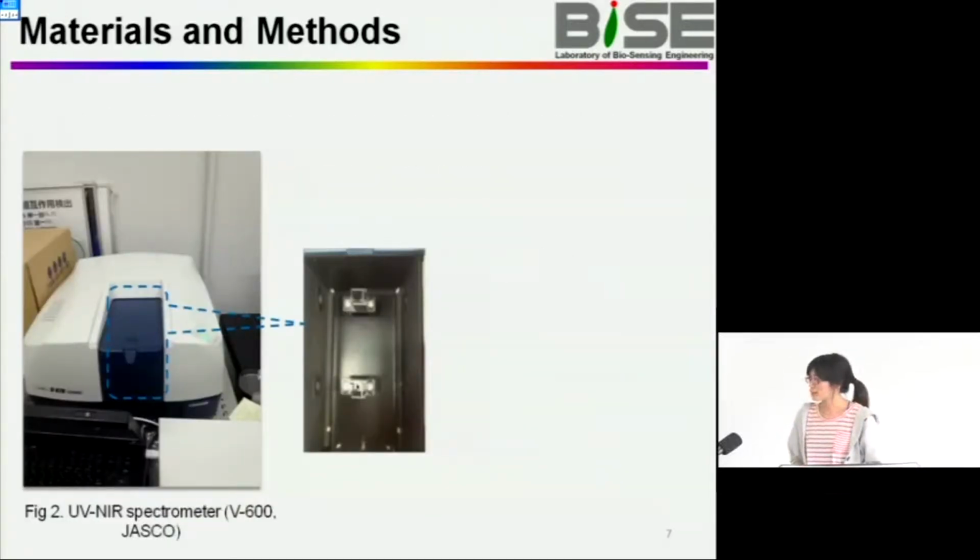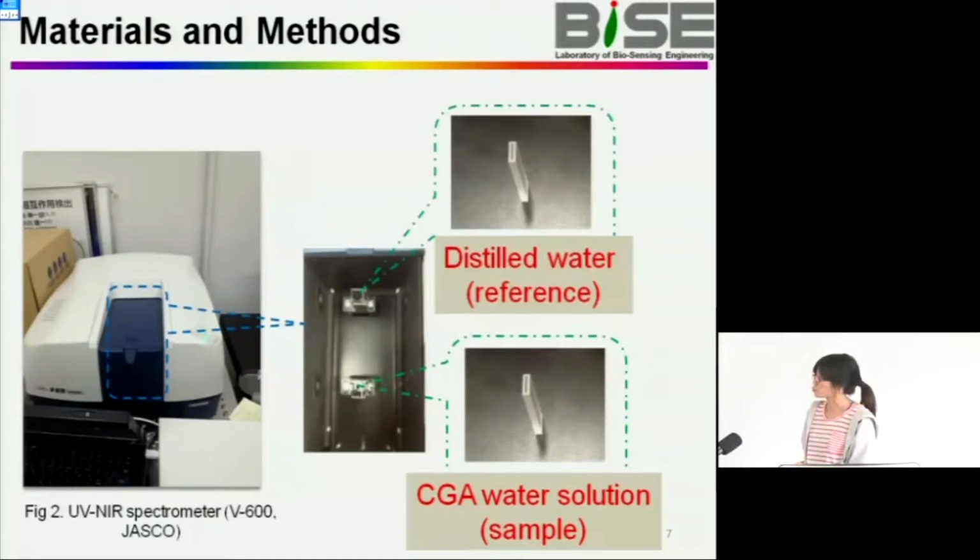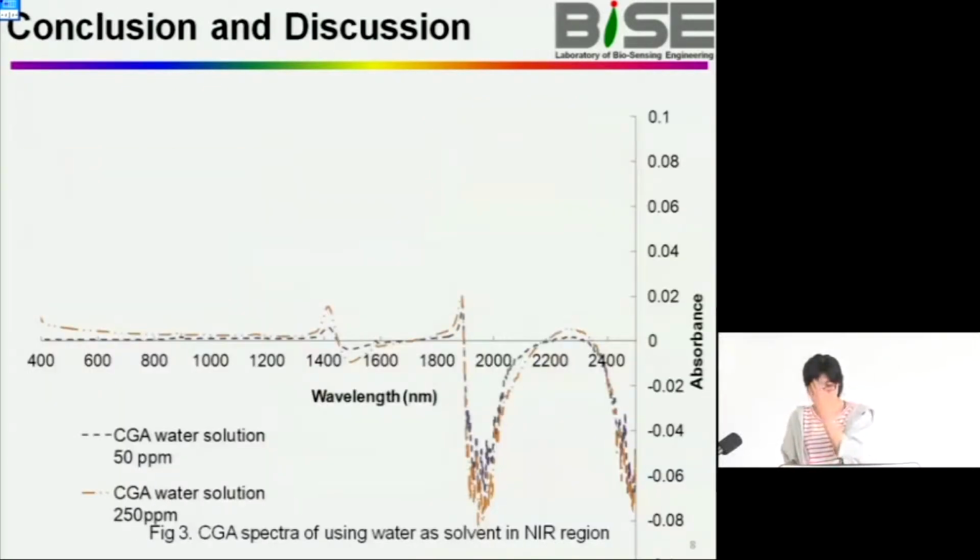Before I measure the coffee solution, as the first step, I want to measure the pure CGA solution in the NIR region to find the characteristic absorption peak of pure CGA in the NIR region. This is the device I use in my experiment, a UV-NIR spectrometer. Inside it contains 2 beams: one is for sample detection and one is for reference. In this experiment, the sample is a CGA water solution, and for the reference I choose pure distilled water. Then I get the CGA spectrum.